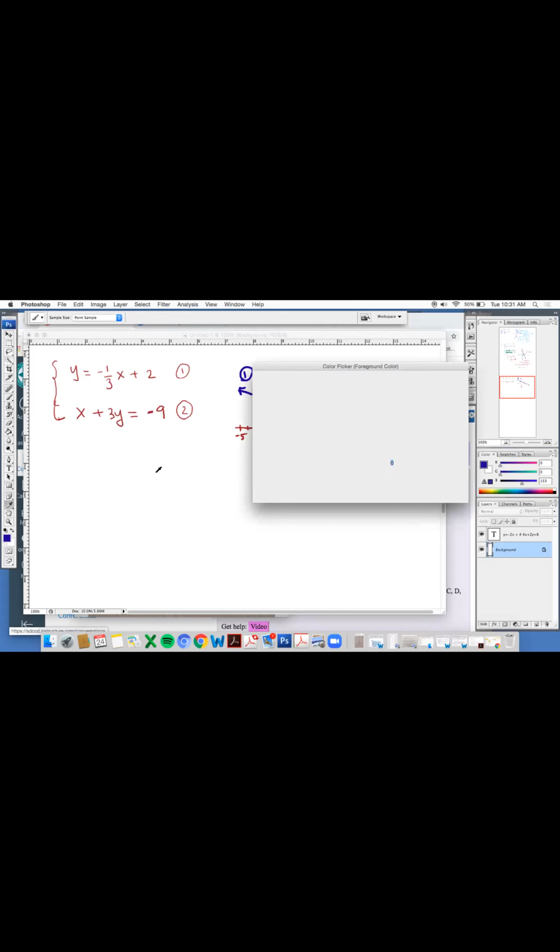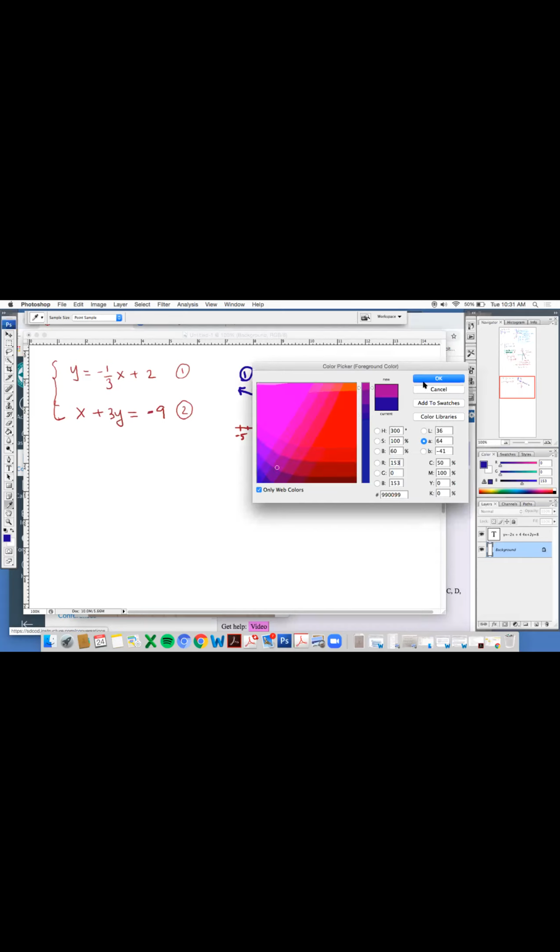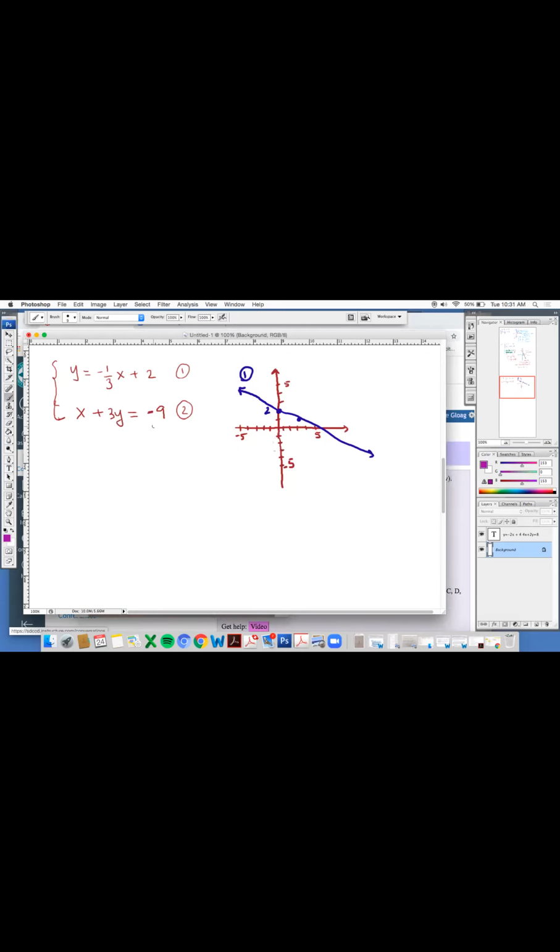All right, now my second line. Okay, so we're gonna solve for y. So we're gonna subtract x from both sides. We get 3y equals -x minus 9. Then we divide everything by 3. So we get y equals -1/3 x minus 3. Okay, so they're not the same line if I compare them, but I notice that they have the same slope.